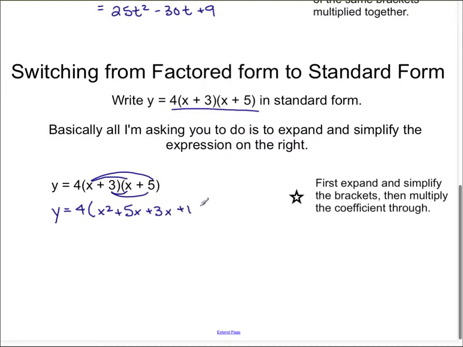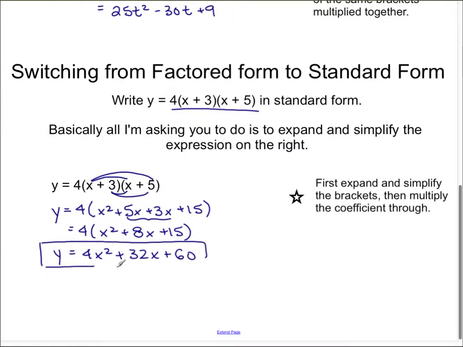And 3 times 5 is plus 15. We're going to simplify that up because I can put the 5x and the 3x together. So I have x squared plus 8x plus 15, and then 4x squared plus 32x, and then 4 times 15 is going to be 60, plus 60. And that's in standard form.